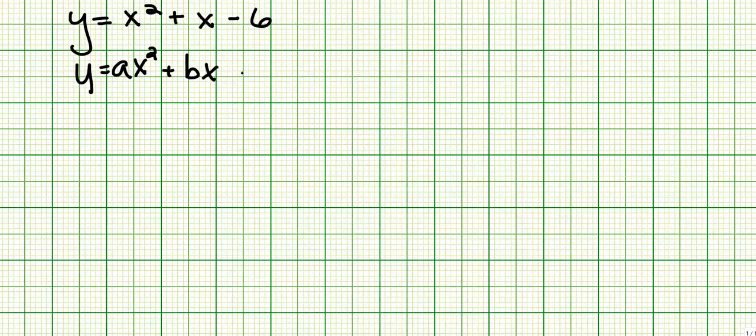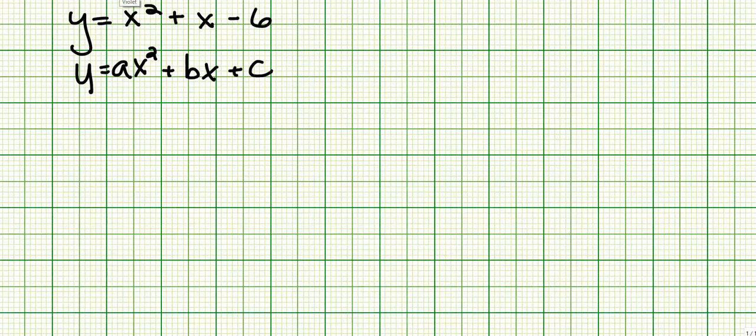So let's say we have the equation y equals x squared plus x minus 6. We want to find some key features for this graph to help us graph it on the coordinate plane. First thing you want to do is identify the a, b, and c values. In case you don't remember from your notes, a is the number in front of x squared, b is the number in front of the x term, and c is the constant at the end. Sometimes these numbers might be positive, sometimes negative, or a combination of the two.